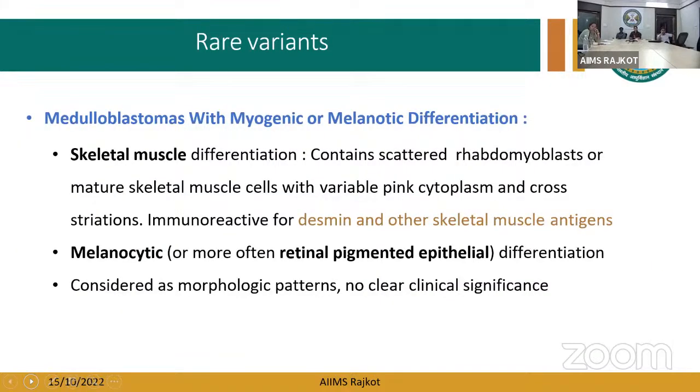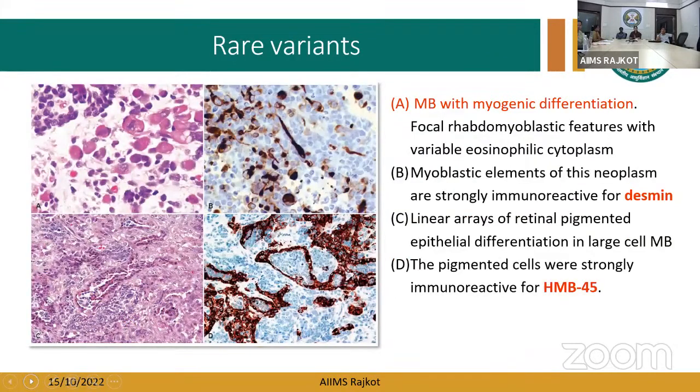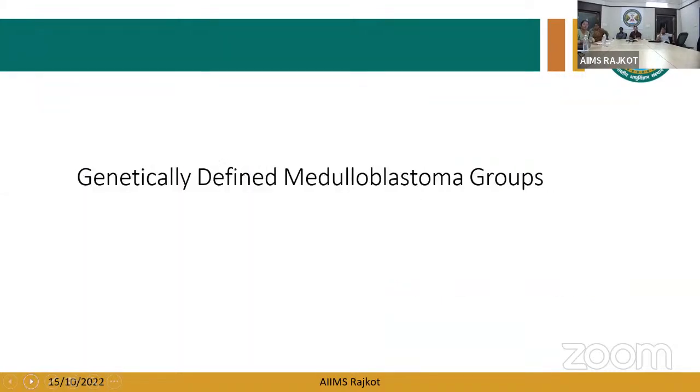Then the rare variants are myogenic and melanocytic differentiation. In the skeletal muscle differentiation, they will be positive for desmin or other skeletal muscle antigens. And melanotic or often retinal pigment epithelial differentiation can also be seen. These are just morphological patterns with no clear clinical significance. As you can see, there is the myogenic differentiation positive for desmin, whereas the retinal pigment epithelial differentiation you can see in the C picture, and it will be HMB45 positive.